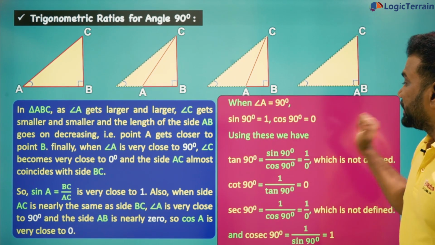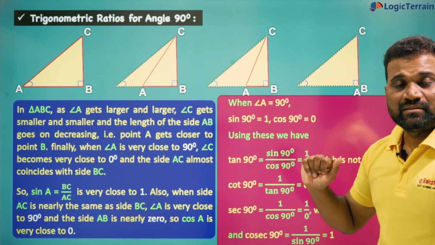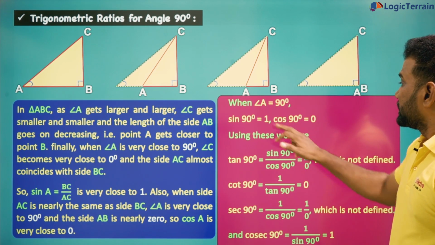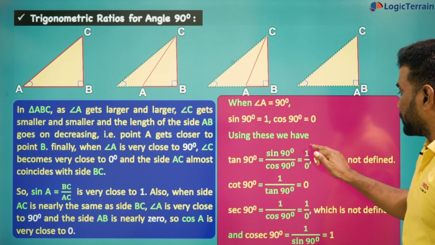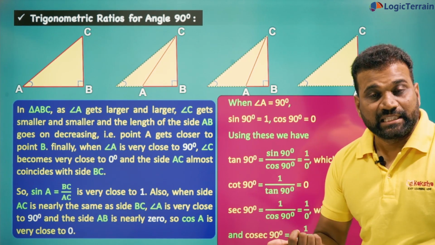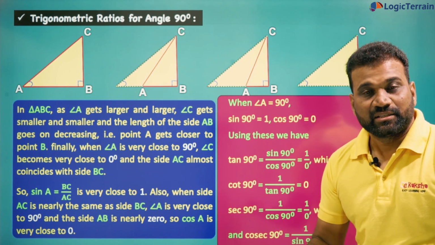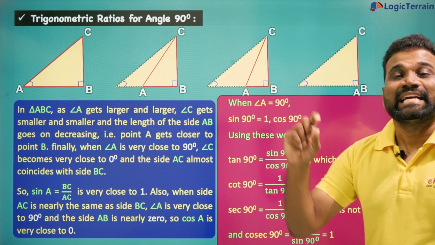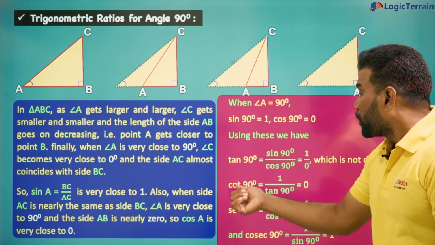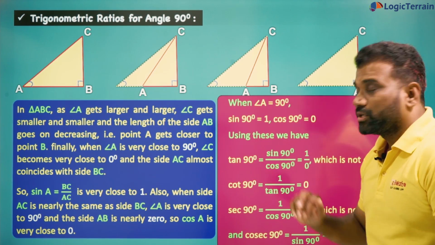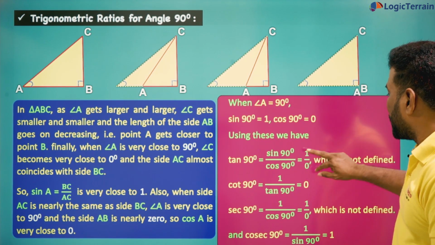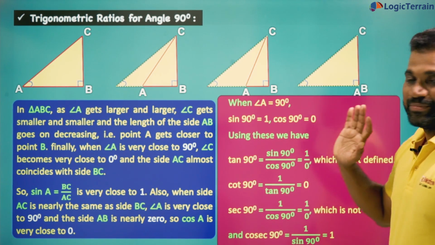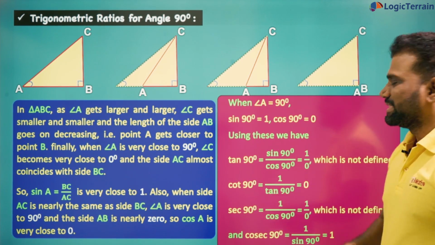So using these we have tan 90 degrees, tan theta equals sin theta by cos theta. So sin 90 by cos 90, sin 90 is 1, cos 90 is 0, 1 by 0, and we know division with 0 is not possible, not defined. So tan 90 degrees value is not defined, or we can say infinity, right? Cot 90 degrees, we know cot and tan are reciprocal to each other. So on reversing, 0 by 1, right? That is 0. So cot 90 degrees value is 0.